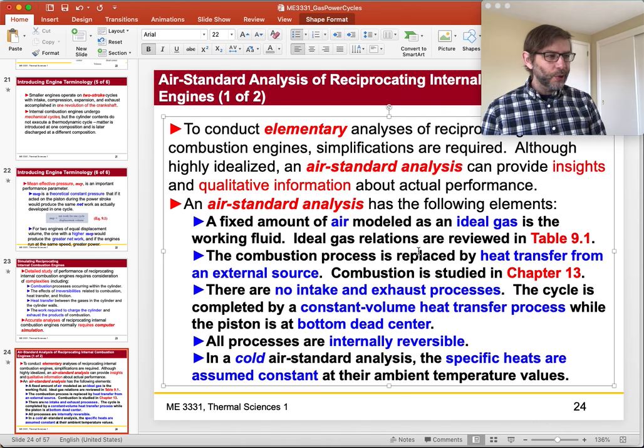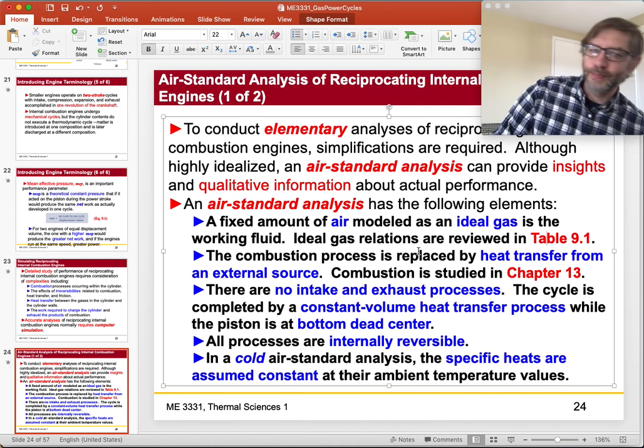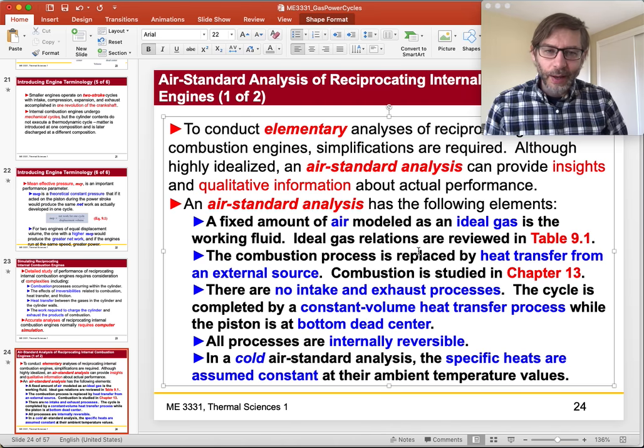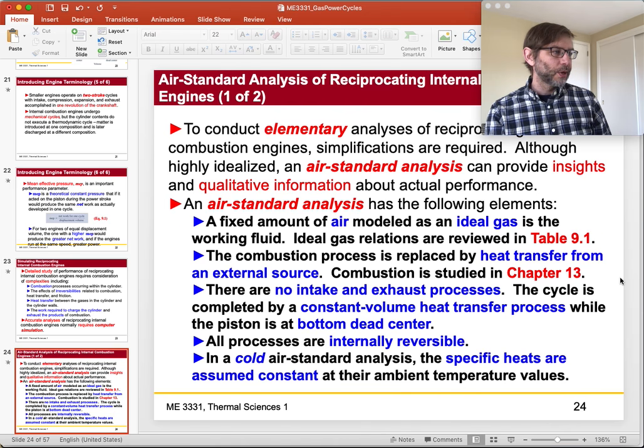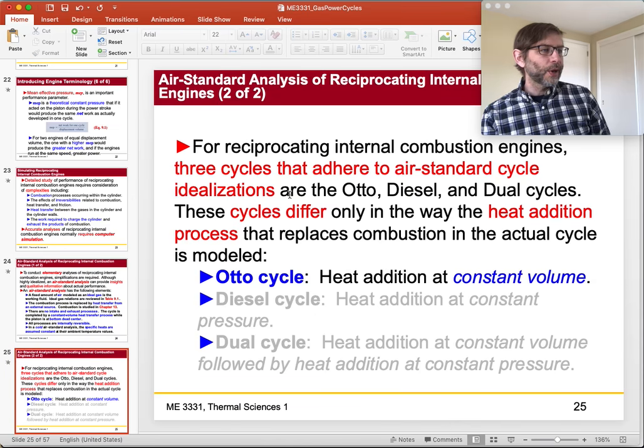And in a cold air cycle, specific heats are assumed constant. So if we say it's a cold air assumption, we assume that the specific heats are constant, which, in an engine, where temperatures are varying from 300 Kelvin to 2000 Kelvin, I guarantee you the specific heat's not constant. But sometimes we assume that just to make cycle analysis easier, which I will explain to you. Okay, so here we go.